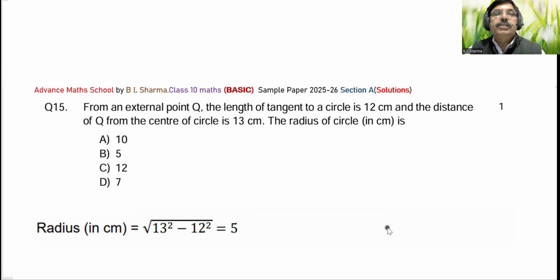From an exterior point Q, the length of the tangent to a circle is 12 centimeter and the distance of Q from the center of the circle is 13 centimeter. What is the radius?